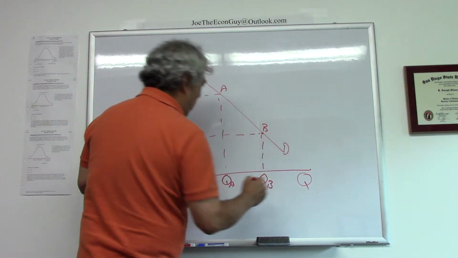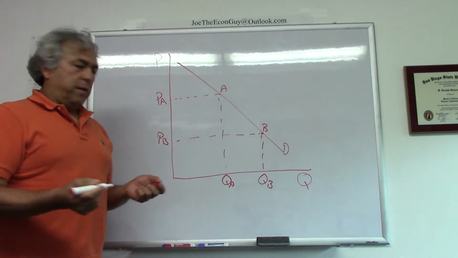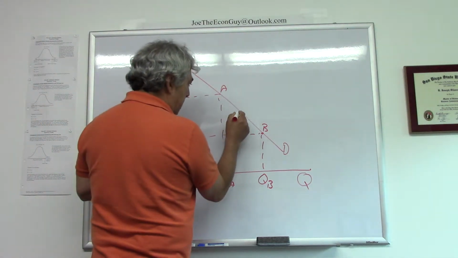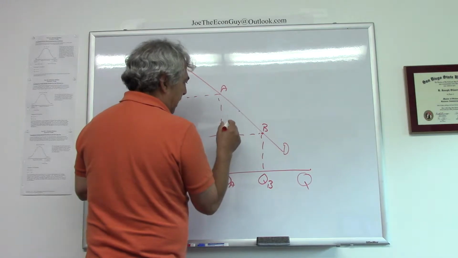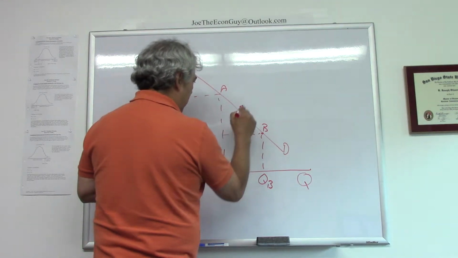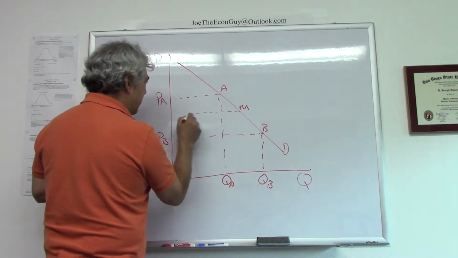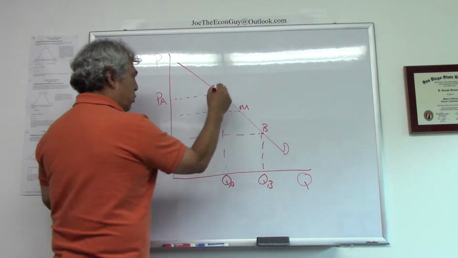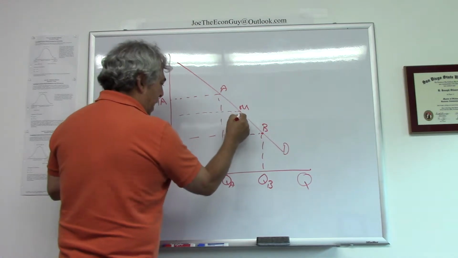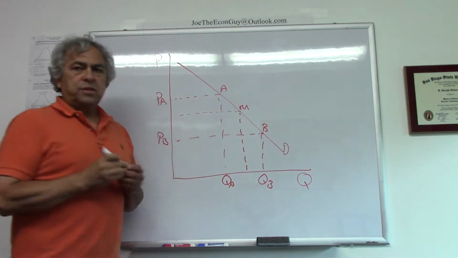Q_B is the quantity. When we calculate the midpoint formula, what we're doing is we're saying there's some point halfway between A and B, we'll call this M over here, and we're calculating the price elasticity of demand halfway between A and B. Now, why do I want you folks to use the midpoint formula?